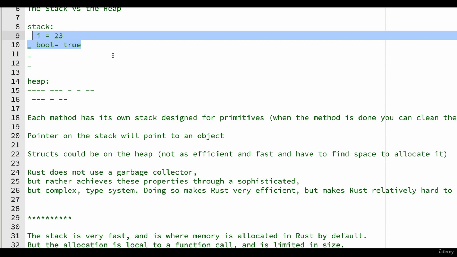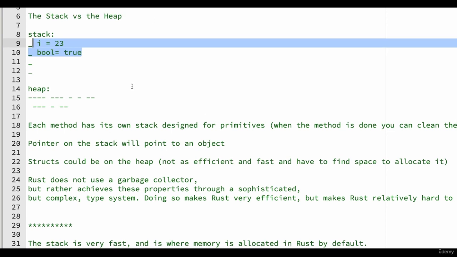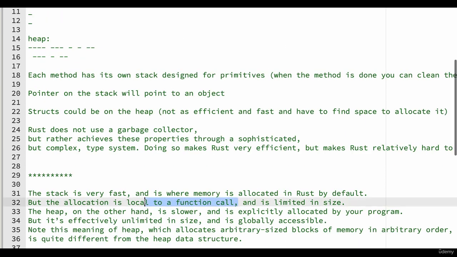It's fast, it's efficient, and by default, most memory allocation in Rust will go to the stack unless it's explicitly assigned to the heap. So again, a method like a function call would be local and would be limited in size.